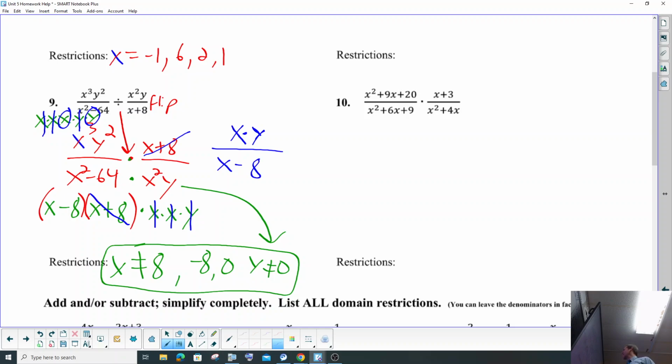Mr. Newbold, can I cancel those x's? No. That x minus 8 is like a baby and a mama and the subtraction symbol. The baby's in there, umbilical cord. Don't cut the umbilical cord. So the x's cannot cancel. You just have to leave it like that. Only when you have multiplication on the top and the bottom can those x's cancel. So there we go, we got it.